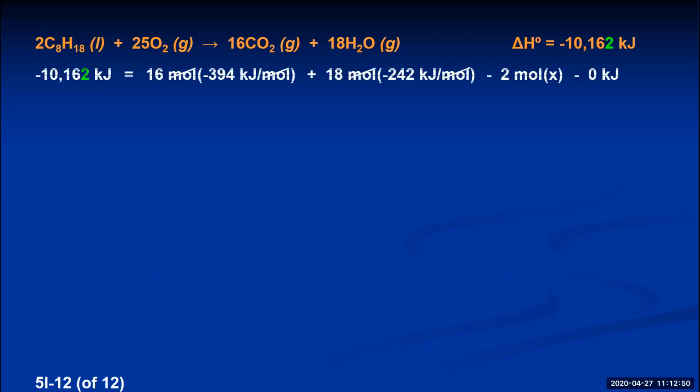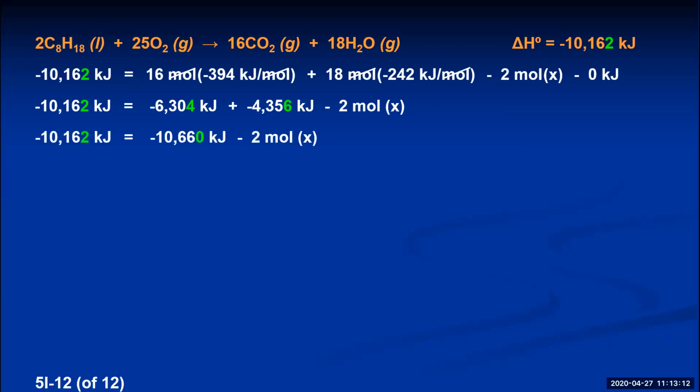So moving it up to the top, I'm going to combine the terms on the right side, well, I'm going to multiply them out. It's negative 6,304 plus negative 4,356 minus 2 moles times X, and I'm leaving the 0 off. So combine the two terms that do not have X's in them on the right side of the equation, and that's going to wind up being negative 10,660 kilojoules minus the 2 moles times X. I'll add 10,660 to both sides, both numbers being accurate to the tens place. So when I do that, my answer will be to the tens place.